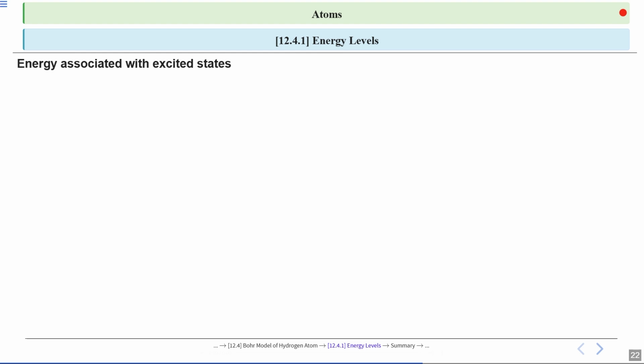Now we are focusing on the energy associated with the excited states in atoms. This is a key idea in understanding how electrons behave in atoms, especially when they absorb or release energy. Let's start by looking at the total energy of an electron in the nth orbit, as given by equation 12.10. Here n is called the principal quantum number and it tells us about the orbit or energy level the electron is in.